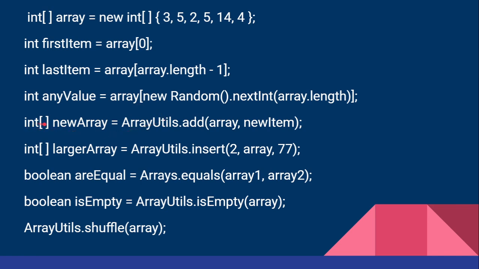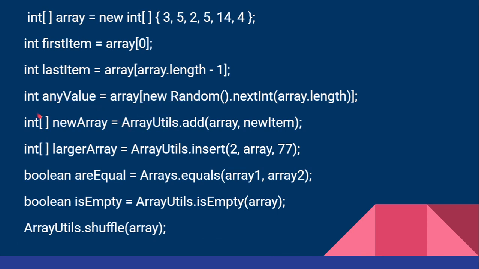Next one is int[] newArray = ArrayUtils.add(array, newItem). This is one of the classes in Java utilities, which is called ArrayUtils. ArrayUtils is the class and add is the function. We will see many methods here, like ArrayUtils.add, ArrayUtils.insert, ArrayUtils.isEmpty, ArrayUtils.shuffle. These are all the methods that are applied using the ArrayUtils class.